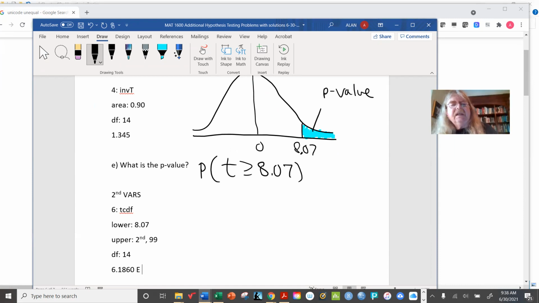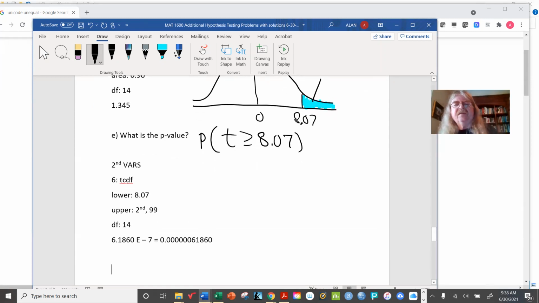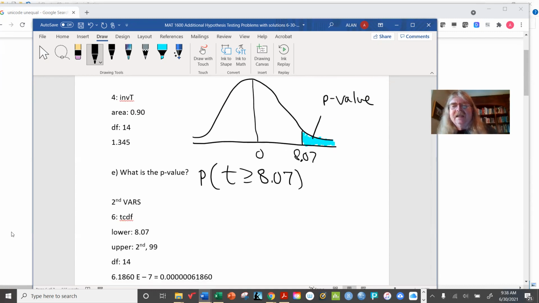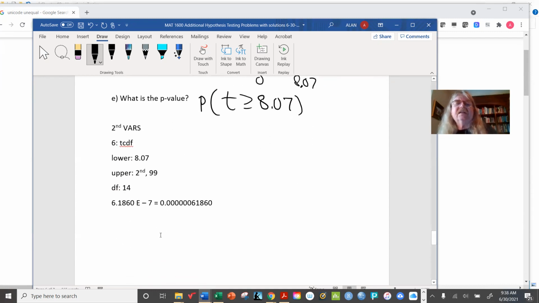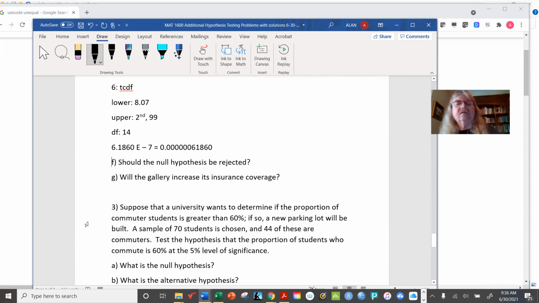6.1860 E minus 7, which is 6 zeros, followed by 61860. Wow, that's a small p-value. That's pretty much what I figured. It's so tiny. Now, in a case like this, for all practical purposes, you can essentially just round it to 0 because that's really what it is.